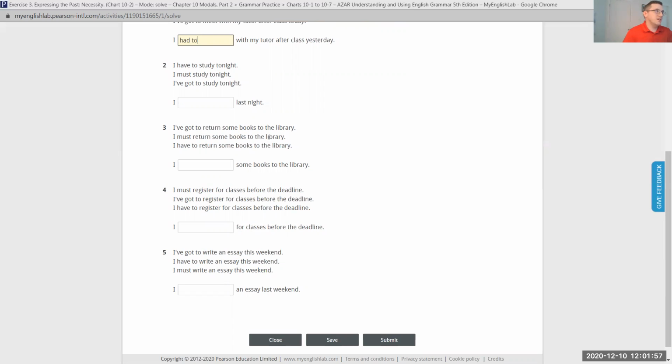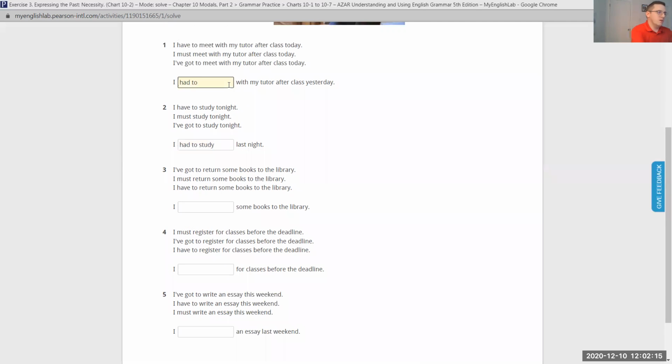I have to study tonight. I must study tonight. I've got to study tonight. That's future. But if I'm talking about last night, in the past, I had to study last night. Okay. Well, number 1 should be I had to meet with my tutor. We need the verb, modal and verb.